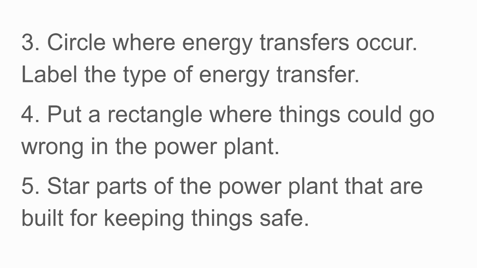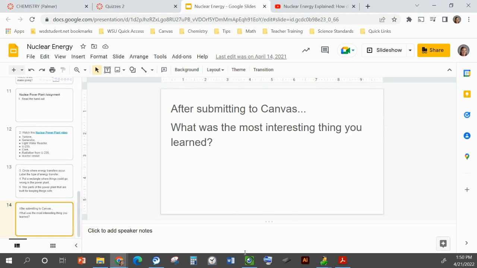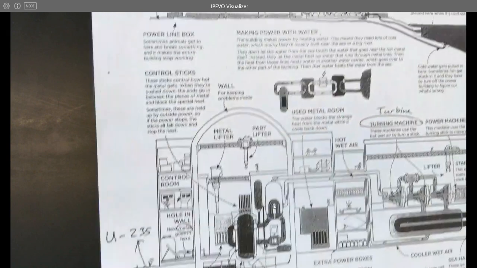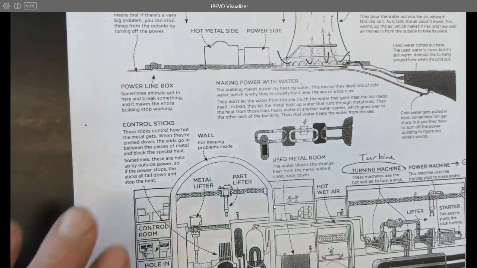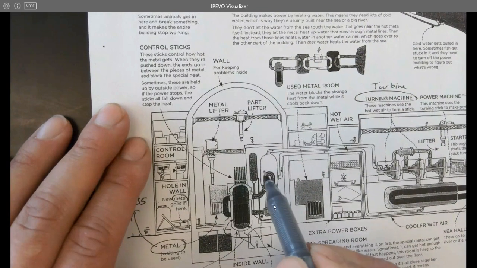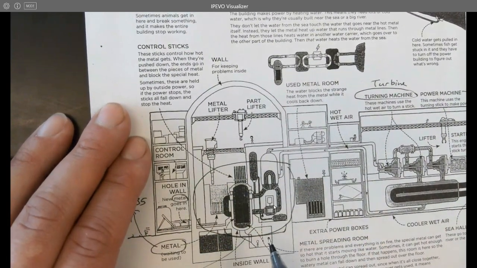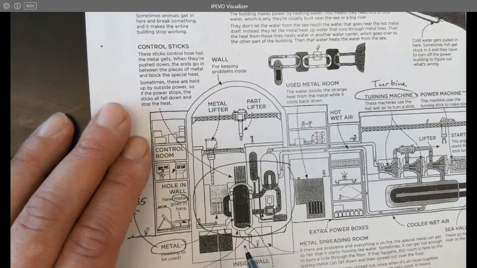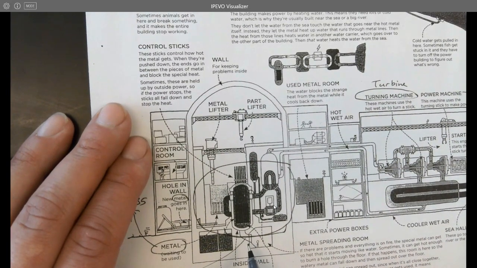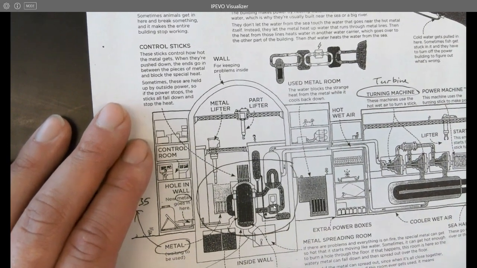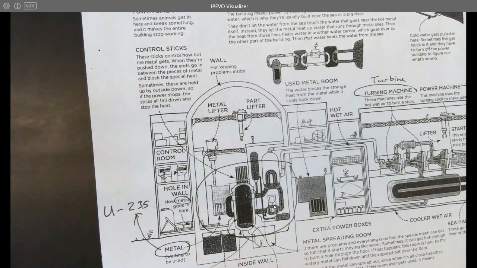All right, let's go over at least the energy transfers. Let's go back to our ether. So I think that there's an energy transfer happening here where our uranium 235 is heating up the water. So what kind of energy transfer would be occurring? What would we call that? What type of energy starts and what type of energy do we end up with?